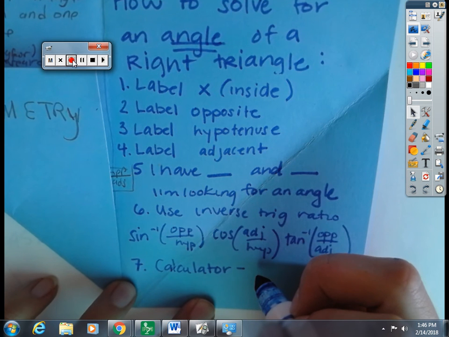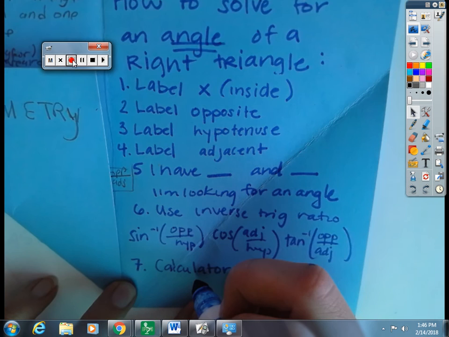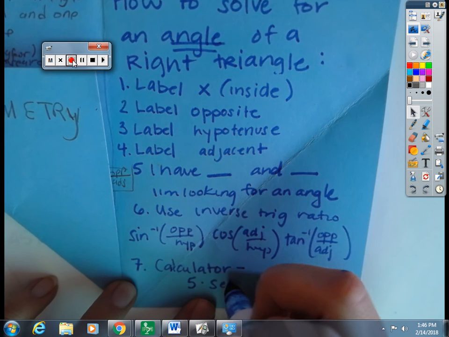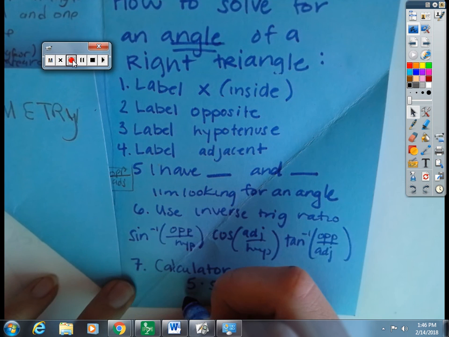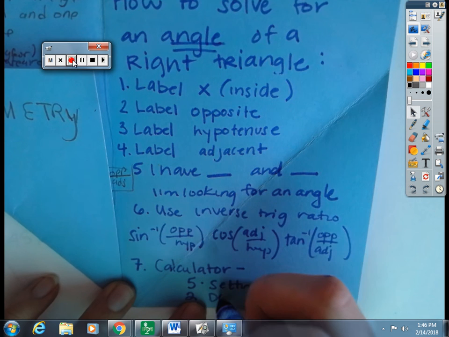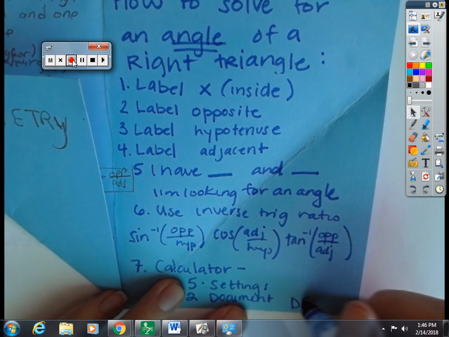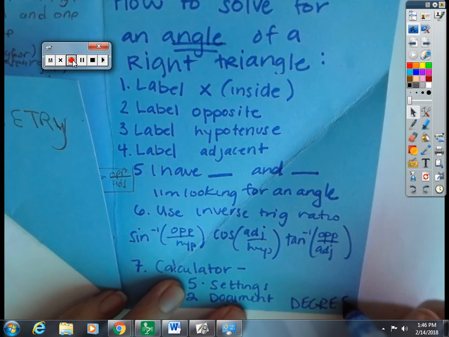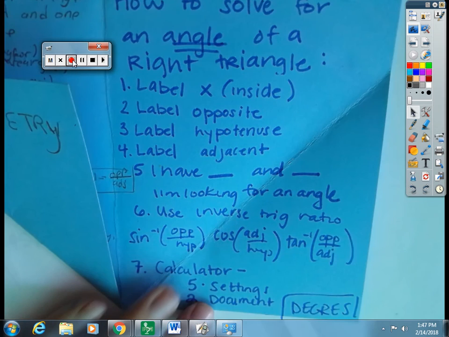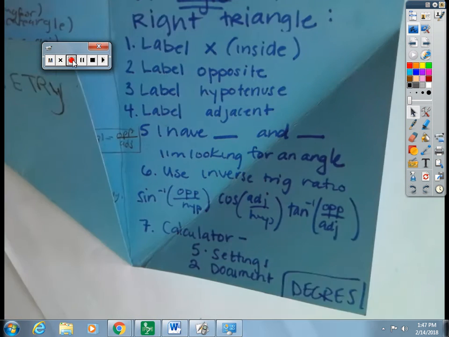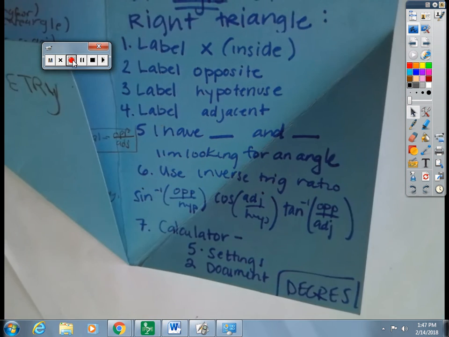Now, to use a calculator, you need to make sure your settings are correct. So you're going to go to 5, which is settings, then 2, document settings, and you want to change it to degrees. There's 3 different kinds. We're going to be using degrees.